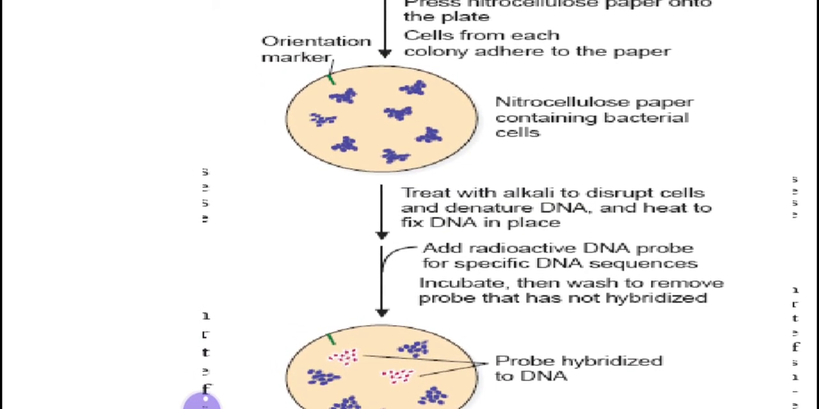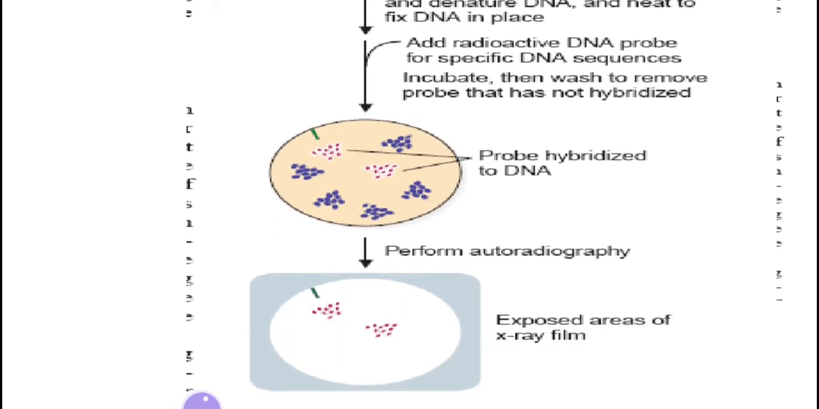After transferring the colonies onto the nitrocellulose paper, we treat this paper with alkali so that the DNA can be denatured, and heating is applied to fix the DNA in place. After fixing and denaturation, the radioactive DNA probes are applied to this paper, incubated, and then washed to remove the probe that has not hybridized.